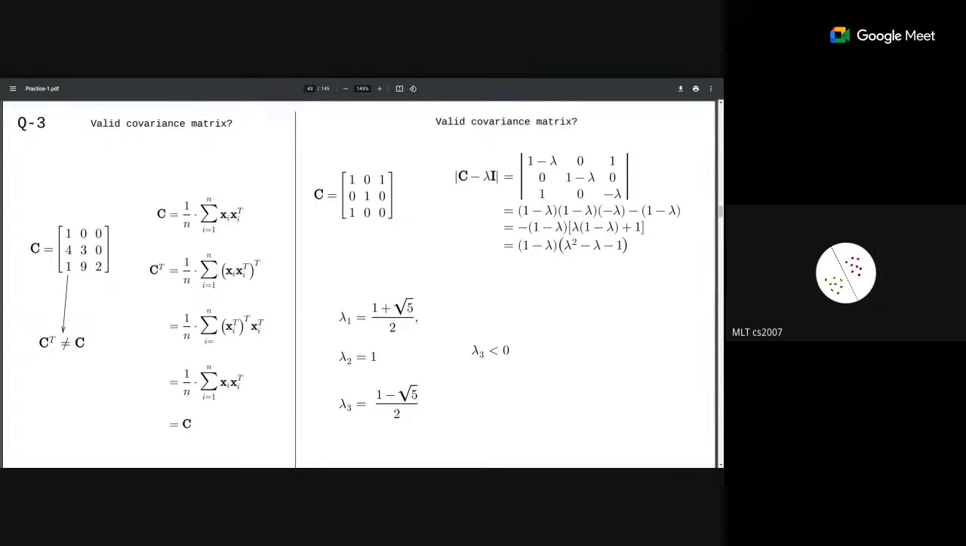So there's a related question that I wanted to ask, but I'll skip it for now. You don't need to answer now, but you can come back later. Is every positive semi-definite matrix a covariance matrix for some data set?